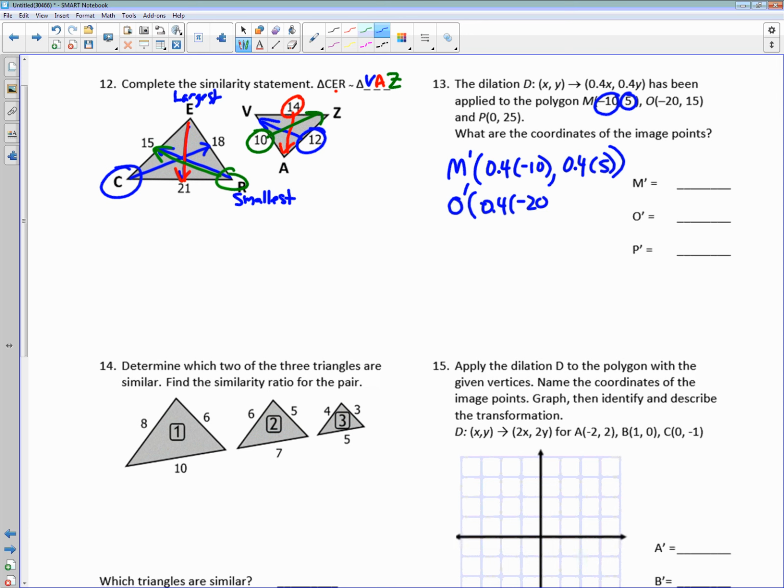For each one, you're basically just plugging in, and we're doing the same thing to X and Y. So when I plug those in, this is what it looks like. And then now you're just going to simplify. So the new coordinates of M prime are going to be negative 4, 2. For O prime, it's going to be negative 8 and 6. For P, it's going to be 0 and 10.